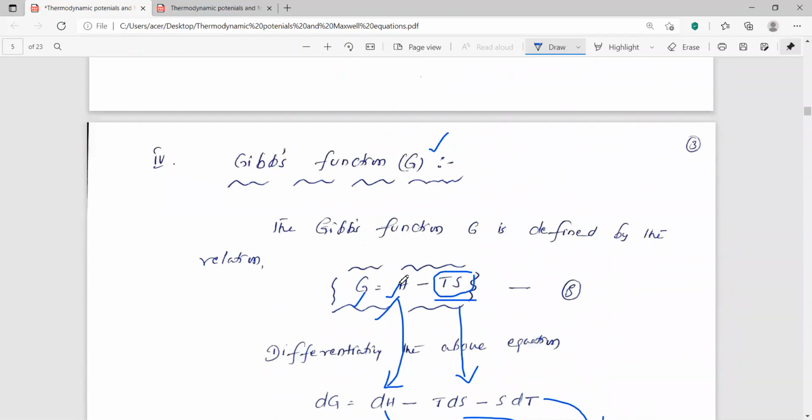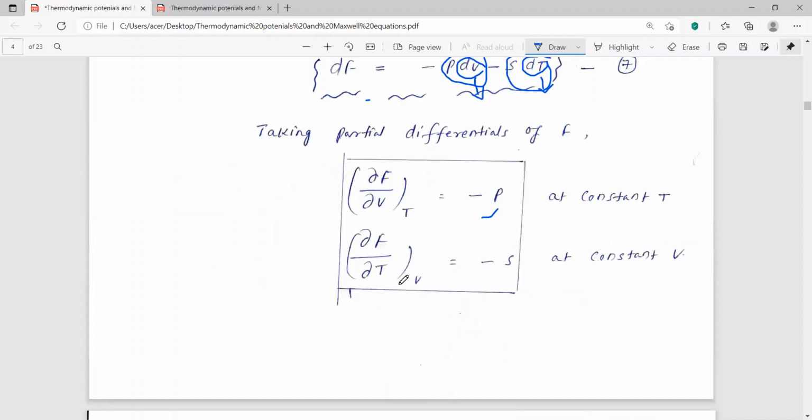So like this, we have 4 thermodynamic variables and 4 thermodynamic potentials. In order to explain the total thermodynamic state of a system, we need 4 thermodynamic variables, along with 4 thermodynamic potentials. These 4 thermodynamic potentials are formulated with the basic combination of these 4 thermodynamic variables.